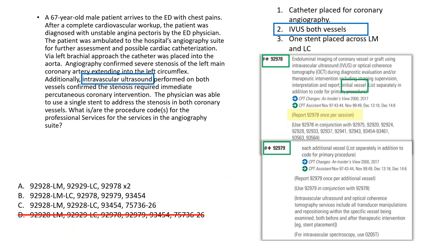If we look at 92979, that tells us that's the add-on code for each additional vessel. It tells us that we report it once per additional vessel and that we use it in conjunction with 92978. That means we can kick out our other two answers. We'd already eliminated C, and just the 92978 times two allows us to eliminate A.